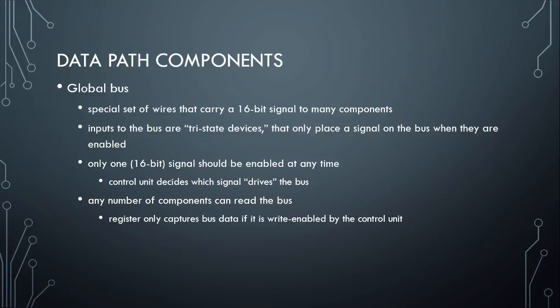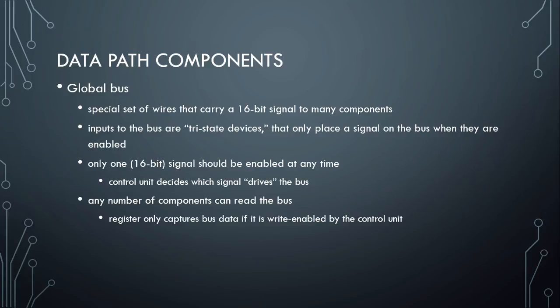Data path components. All right, little things to talk about here. We have a global bus. This is a special set of wires that carries a 16-bit signal to many components. Inputs to the bus are, quote, tri-state devices, that only place a signal on the bus when they are enabled. Now, the key thing to note here is that only one 16-bit signal should be enabled at any time. The control unit decides what signal drives the bus, so to speak.